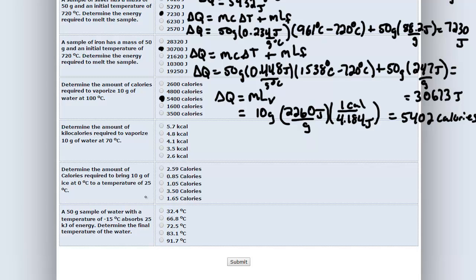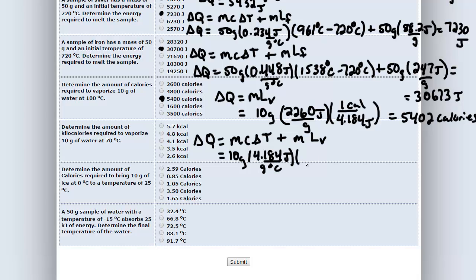Now we have to bring the water up to the boiling point and then vaporize the water. So we're going to have ΔQ equal to mcΔT plus mL_v. How much water are we going to use? 10 grams. What is the specific heat of water? It is 4.184 joules per gram degrees Celsius. The final temperature is going to be 100 degrees Celsius minus the initial temperature of 70 degrees Celsius.